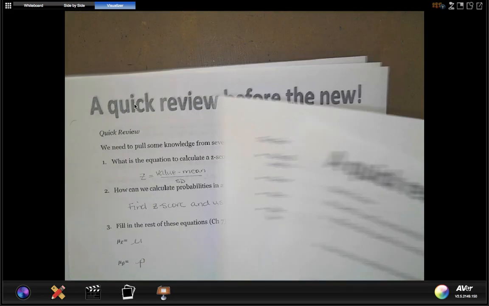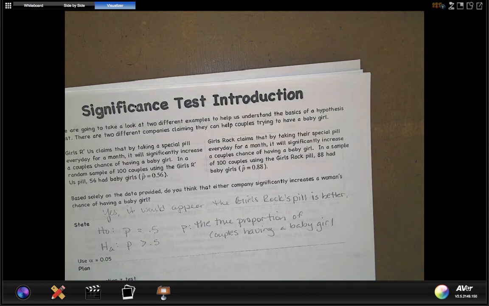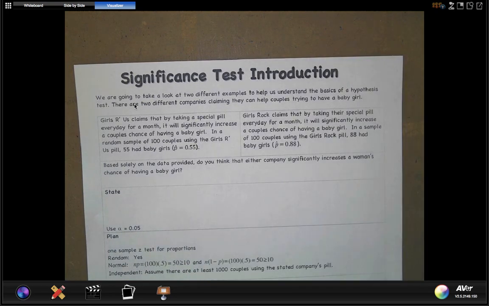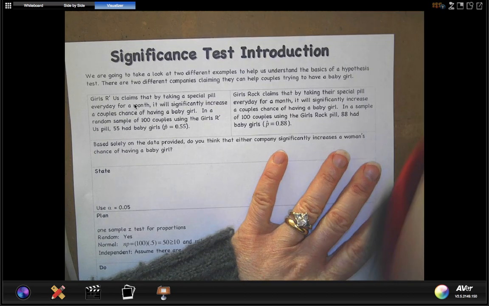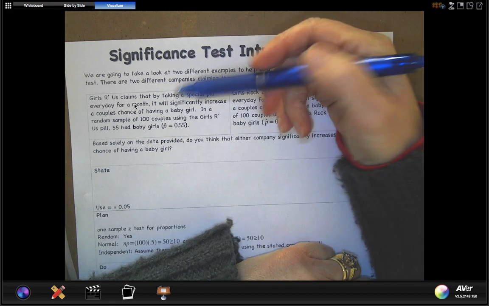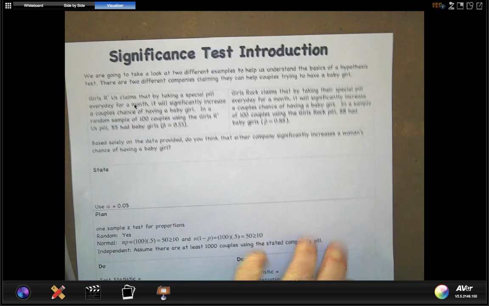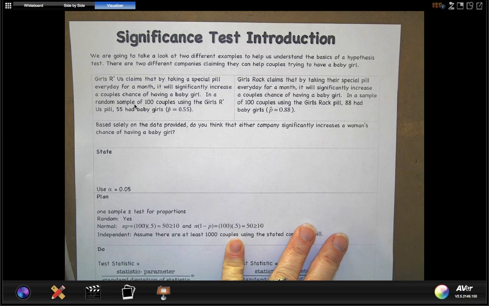Alright, so let's now look at this significance test introduction. This one here, I want to do this with you. If you look at this one right here, we've got two different examples. These are totally made up examples, alright? They're not real. I'm going to help you with the basis of a hypothesis test or significance test. There are 2 different companies here claiming that they can help couples trying to have a baby girl.